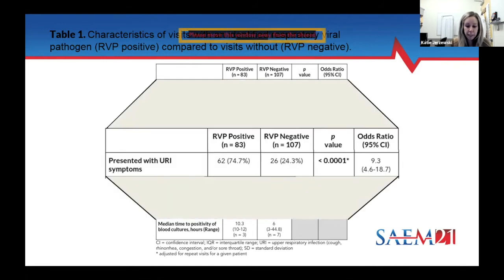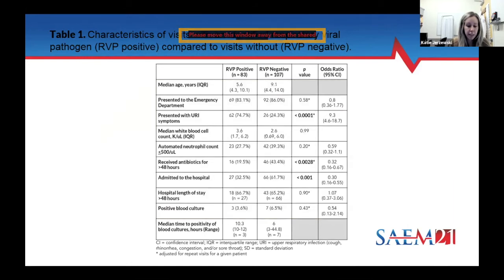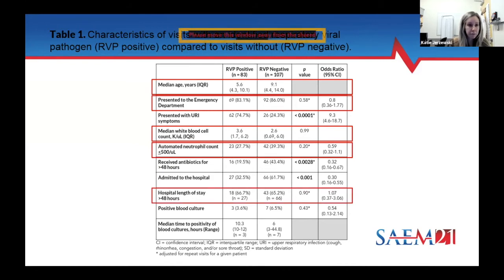Expectedly, RVP positive patients were significantly more likely to present with URI symptoms. They were also significantly less likely to be hospitalized or to receive antibiotics for longer than 48 hours. For these visits, there was also no statistical difference in several other categories: age, presentation site, mean white blood cell count, number of visits with severe neutropenia, or hospital length of stay.